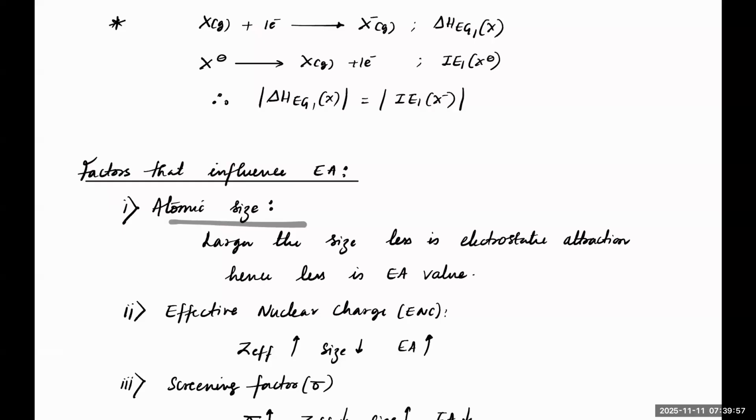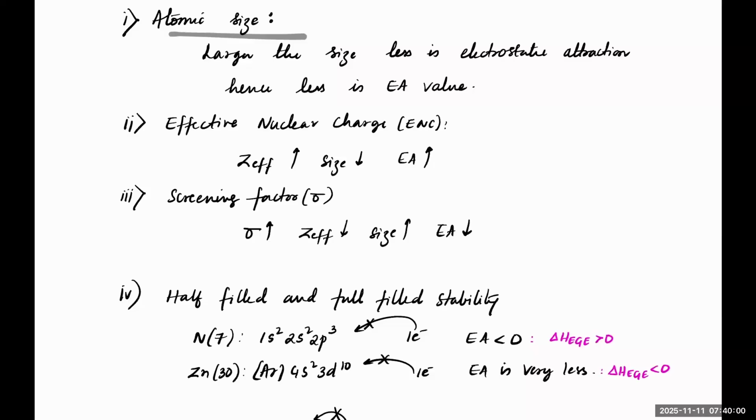Next, see what are the factors that influence the electron affinity. Quickly check all 4 points.